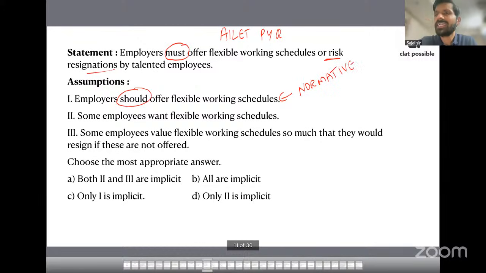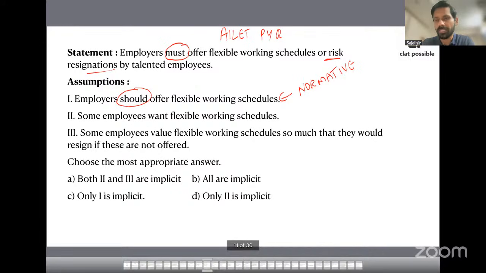Should, how do we understand that this is a recommendation made by the author? Maybe the author is not of the view that they should offer flexible working schedules, but he's just stating a fact. Fact ye hai, you must do this or you will risk resignations. Now if you ask me whether they should do this, I'll say, yeah, I am neutral there. Whether they should or not, I'm neutral, I don't know. But they must. Required hai, otherwise they will risk resignations. If they are fine by resignations, then yeah, it's okay not to offer flexible working schedules. But should kaisa ho gaya?